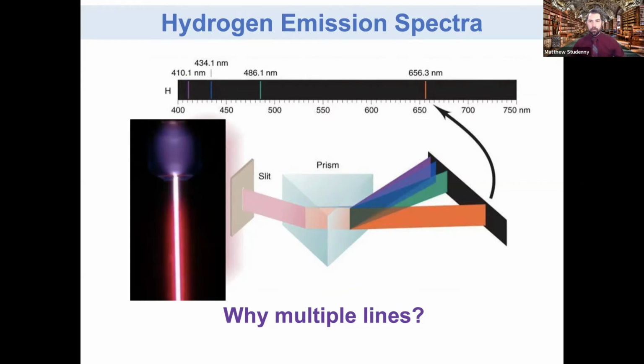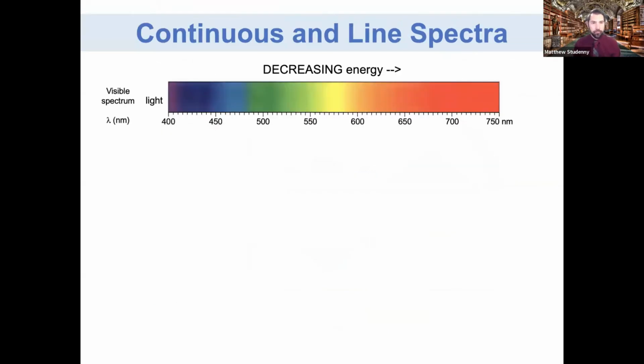So again, because you have unique combinations of those electrons moving up and down and releasing those specific amounts of energy, we get differing lines on the spectra. So that's why you get those multiple lines. And again, I'm not going to spend too much time here.